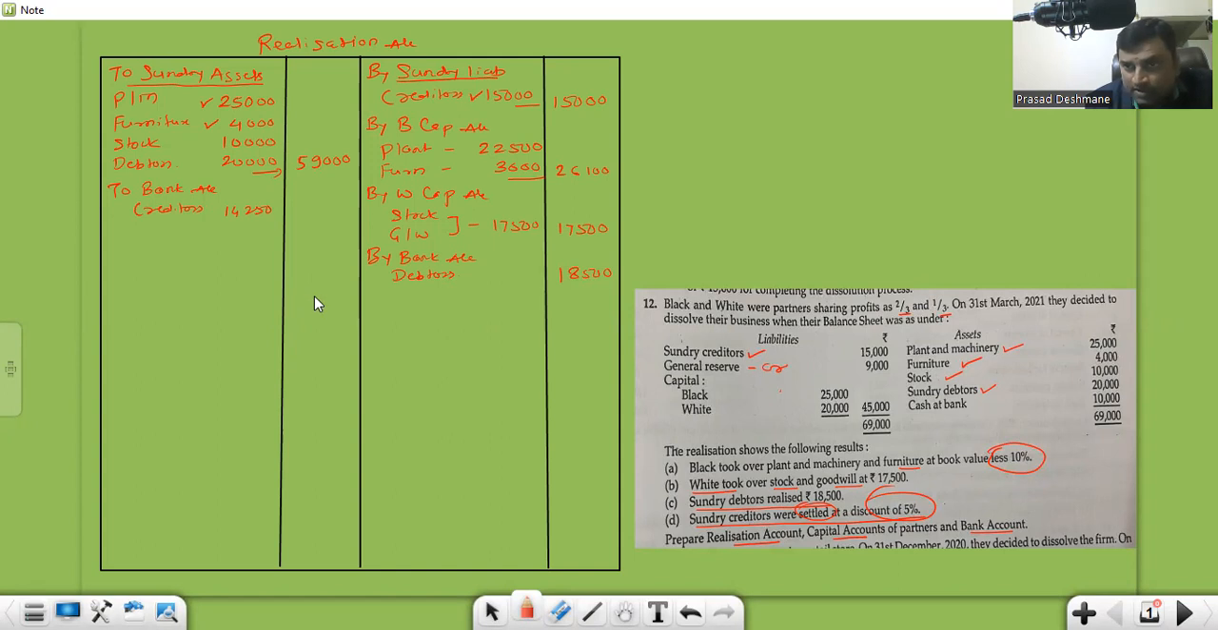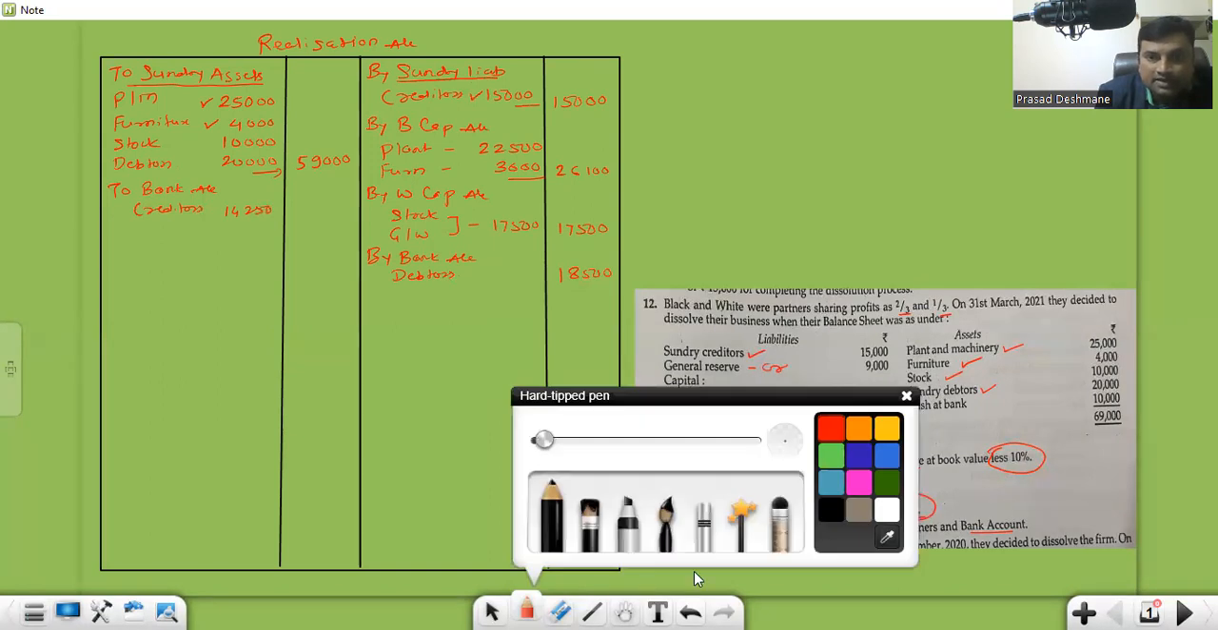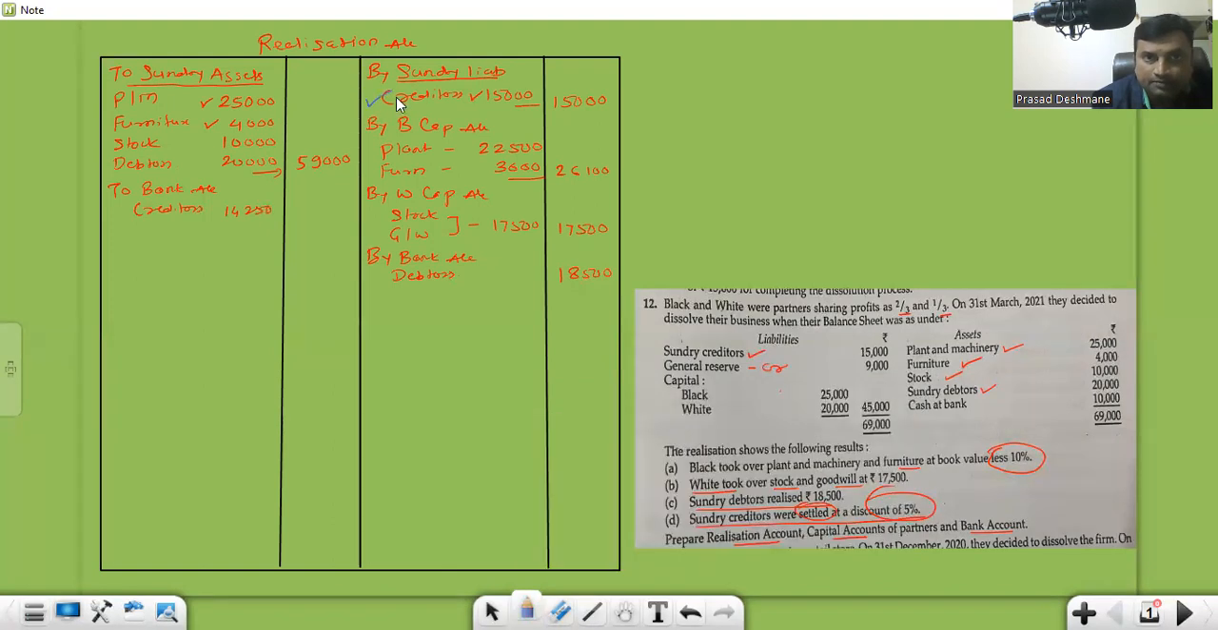So before closing, we need to check all the liabilities we paid off and all the fixed assets we sold. See, we have only one liability over here. I'll just change the paint colors so we understand better. We have only one liability and we paid it over here. Done. Fixed assets: plant and machinery, yes, done. Furniture is also a fixed asset, also done. Stock is also done. Debtors also done. So all the assets are done, and all the liabilities are also done. Now we are free to close.